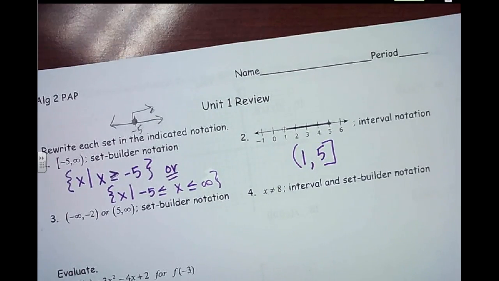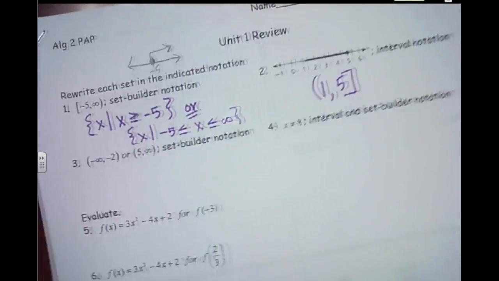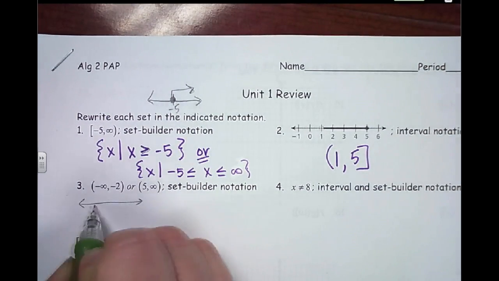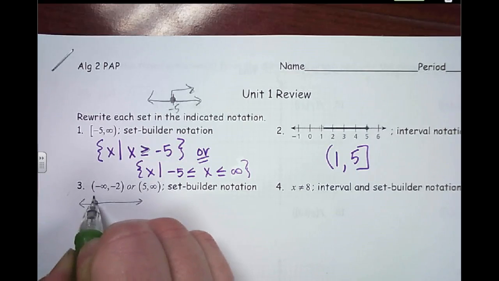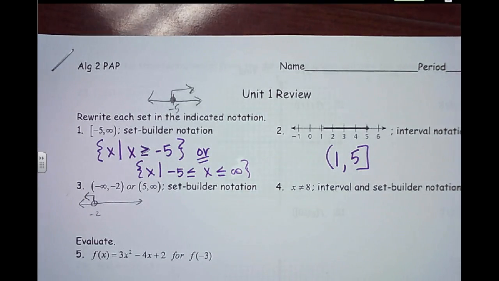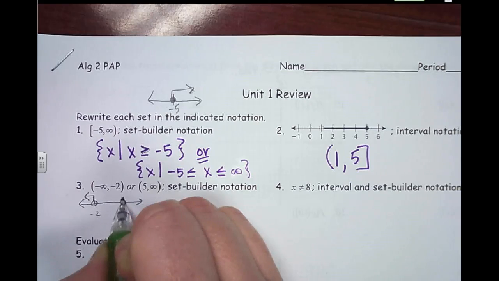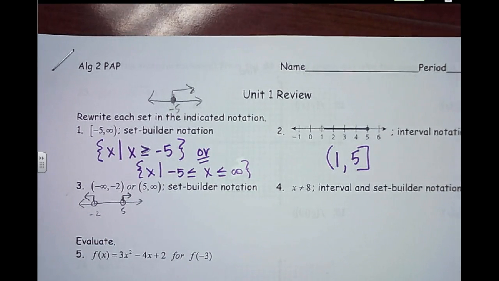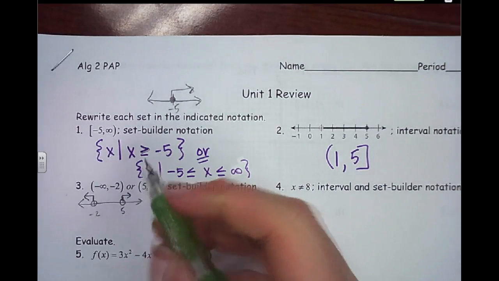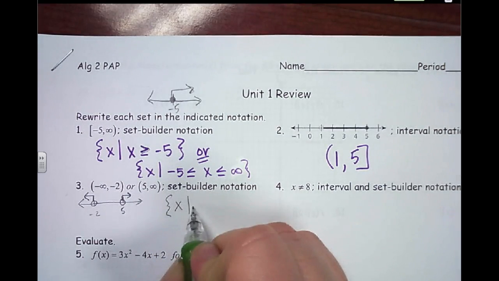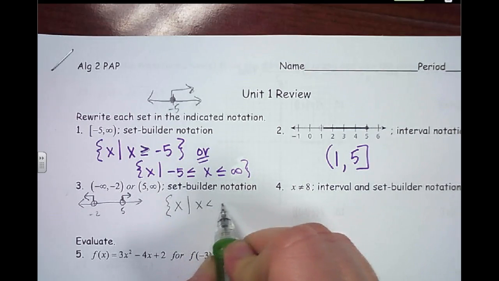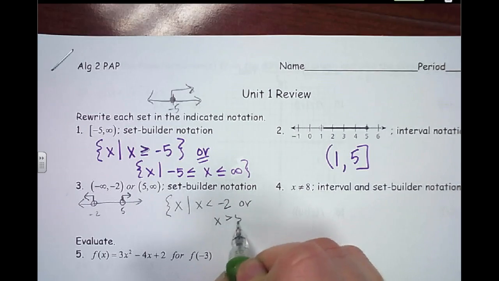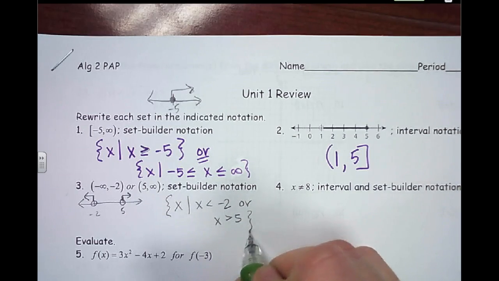Number two, again, if you get confused, draw it on a number line. So -2, open circle, going towards -infinity. +5, open circle, going towards +infinity. So set builder notation, brackets. I'm going to say x is less than -2, or x is greater than +5, and then close bracket.